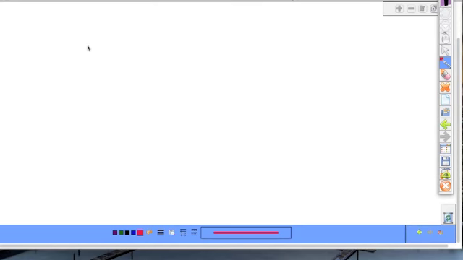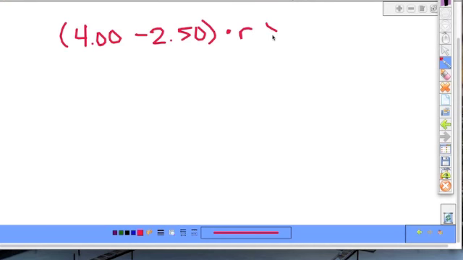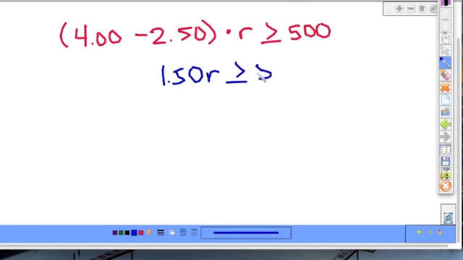Okay, what if you had something with a couple extra steps? Let's say we had 4.00 minus 2.50 times r is greater than or equal to 500. All right, well first let's combine the terms. We wind up getting 1.50r, and all I did was solve that out and then multiplied it by the r, is greater than or equal to 500. Now remember, our goal is to get the r by itself.